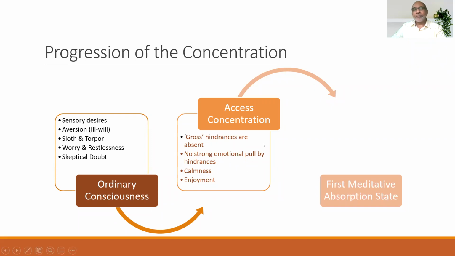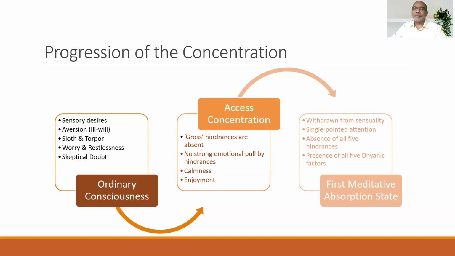And then there are three levels here, which I will explain later. After that, you reach a state where the hindrances become totally absent. None of the five hindrances are present. And that mental state is called the first absorption state, actually meditative absorption state, because the mind is now fully engaged in that meditation thought. No other thoughts are taken up by the mind at that time. Then we call it absorbed. Mind is absorbed in the meditation thought, and that is the absence of five hindrances.